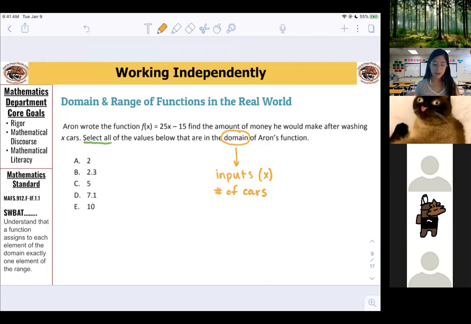So what does that mean? Could I have 2 cars? Could he wash 2 cars? Yes. So answer choice A is a reasonable number to plug in. Can I wash 2.3 cars? No, which is why B would not be a part of the domain. So basically what it's asking is which of these are the whole numbers? So we got A, we got C, and E.